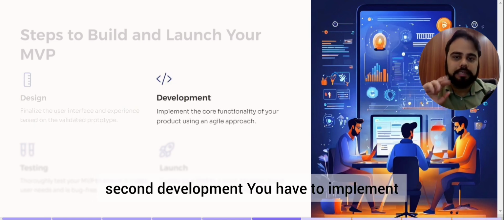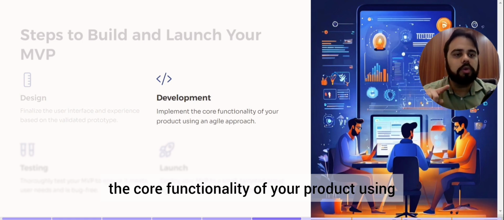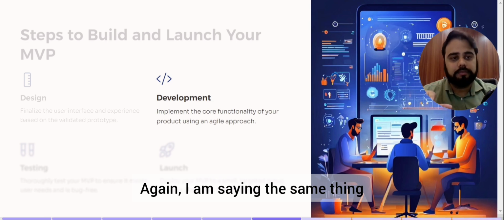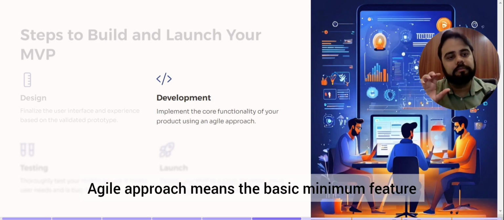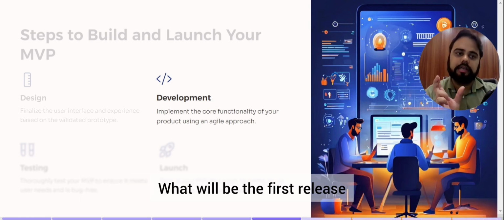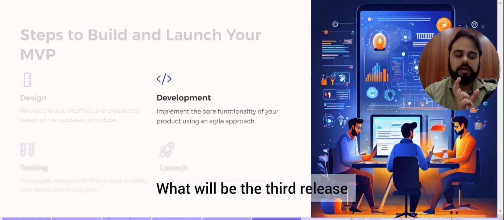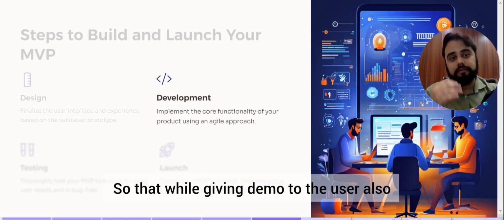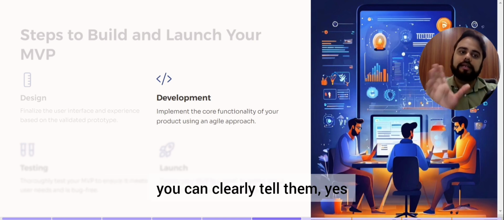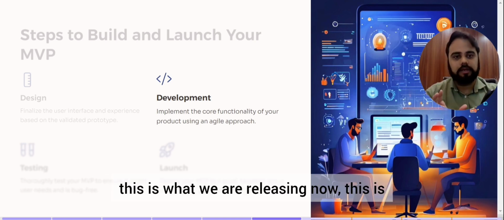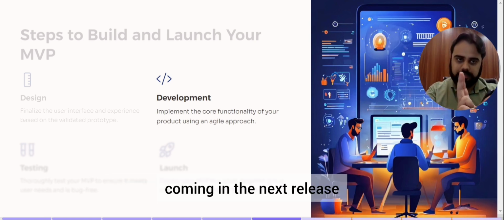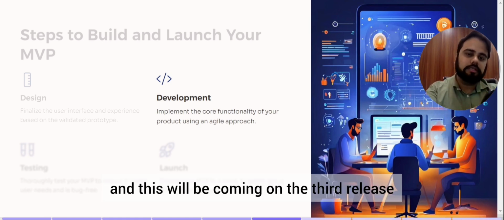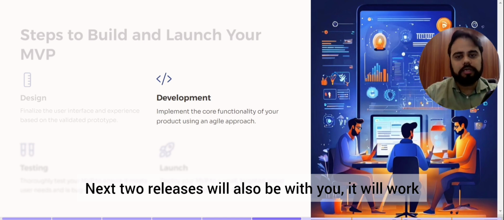Second, development: you have to implement the core functionality of your product using an agile approach. Again I am saying the same thing: agile approach means the basic minimum feature first. What will be the first release, second release, third release, you can plan in the initial phase itself, so that while giving a demo to the user you can clearly tell them, yes, this is what we are releasing now, this is coming in the next release, planned on so and so date, and this will come in the third release. Next two releases will also be with you, it will work.